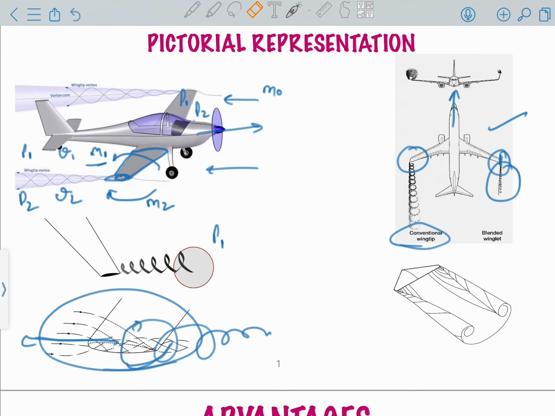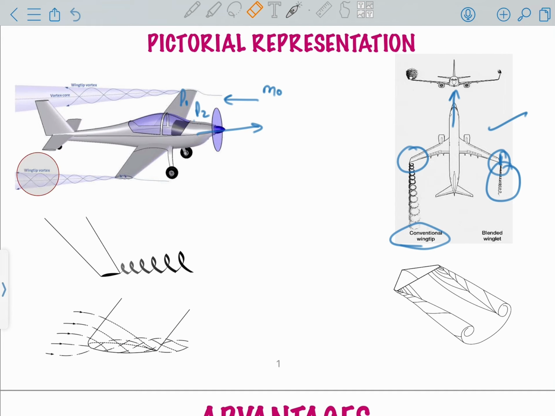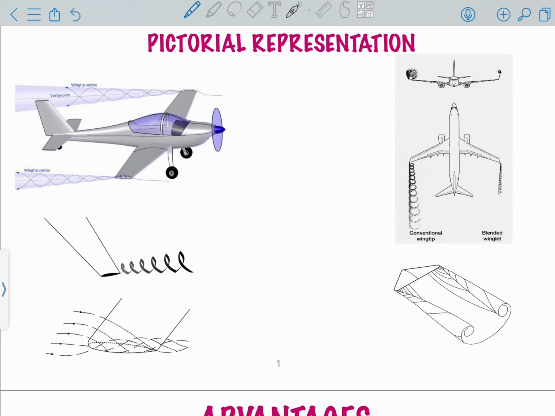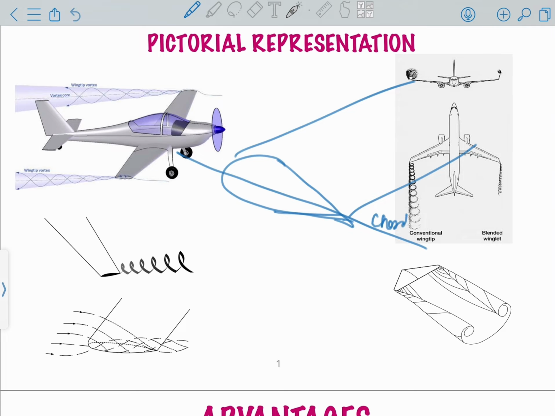Now coming to the part of how the drag is reduced. If you have a basic understanding of a cambered airfoil, so this is an airfoil. Let's say this is a wing, and this is a chord, and this is the relative airflow, the airflow which is hitting the wing. We all know that the lift generated is in the perpendicular direction of the relative airflow, and this is the drag in the parallel direction, or in the direction of the airflow, and this is the resultant.